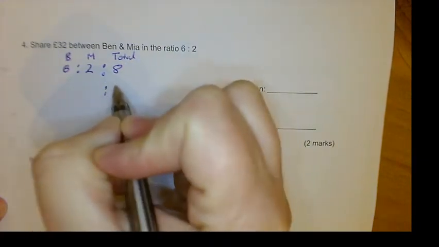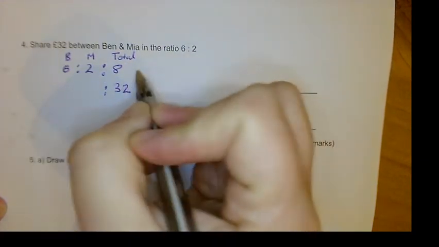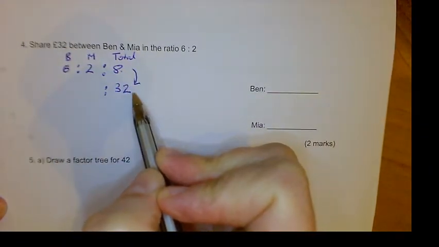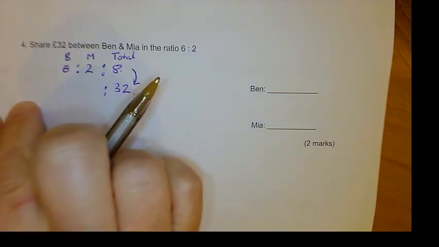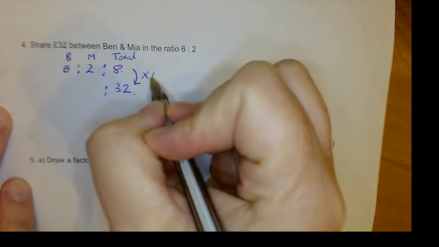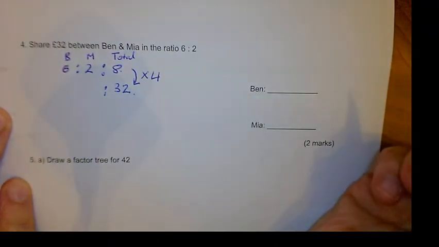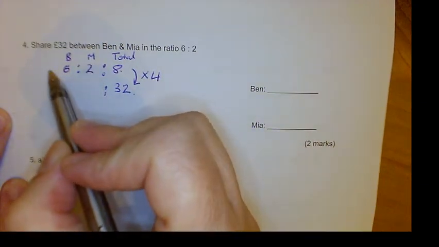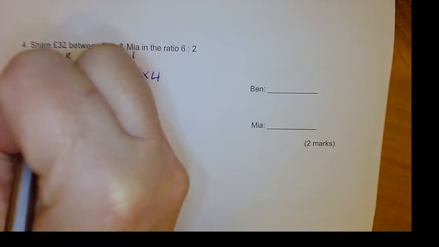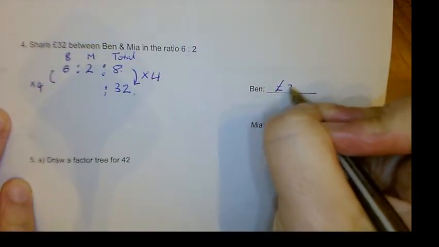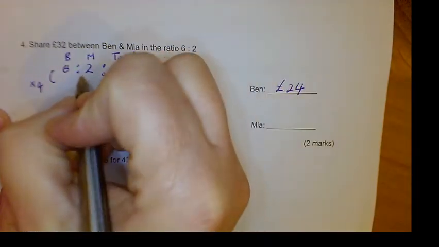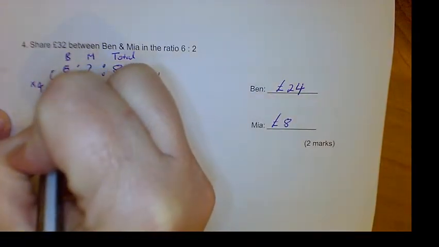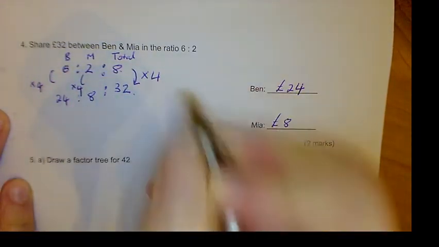Now the total amount of money we've got is £32. Your question is, how do I get from 8 to 32? You are not allowed to add, you're only allowed to times or divide. Well, 8 times 4 is 32. And whatever I do to one side of my ratio, I do it to the other sides as well. So 6 times 4 means Ben gets £24. And 2 times 4 means Mia gets £8. So it would be 24 is to 8 is to 32.